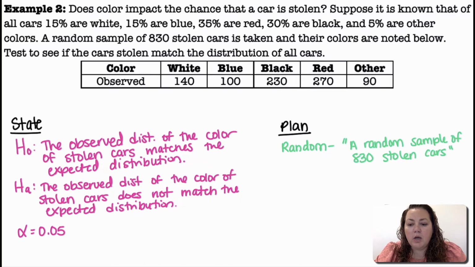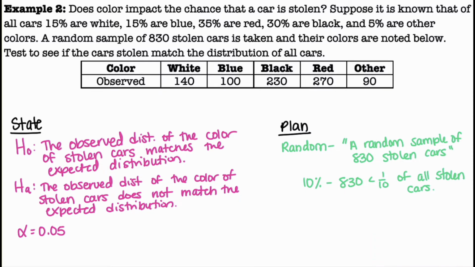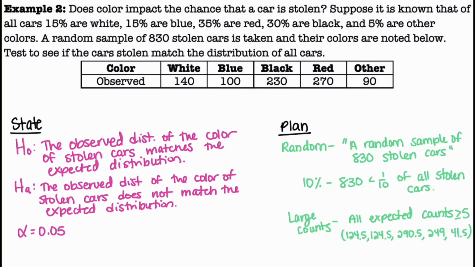Random. A random sample of 830 stolen cars was stated. 10%: 830 is less than 1/10 of all stolen cars. All expected counts are greater than or equal to 5. So for my expected counts, I have 830, I have 15% that are white, so 0.15 times 830 is 124.5. 35% that are red, so 0.35 times 830 is 290.5. And so with my large counts condition, I'm going to list all of my expected counts there.